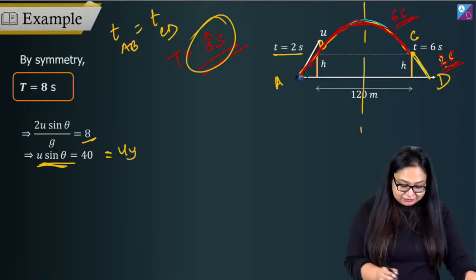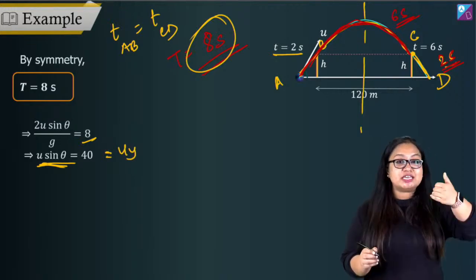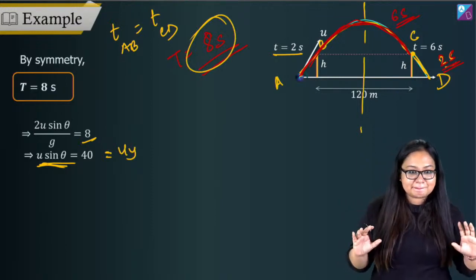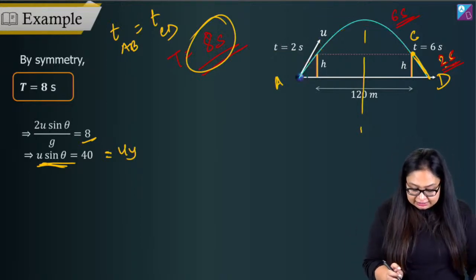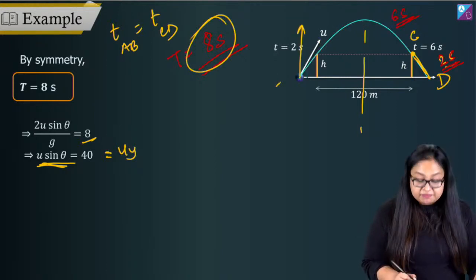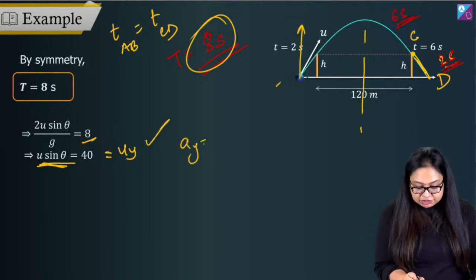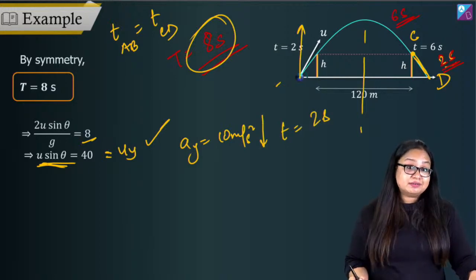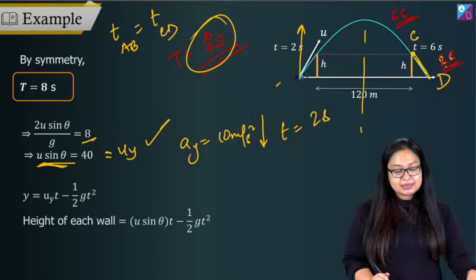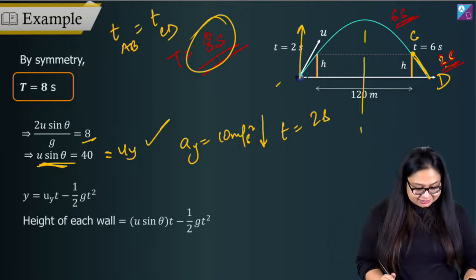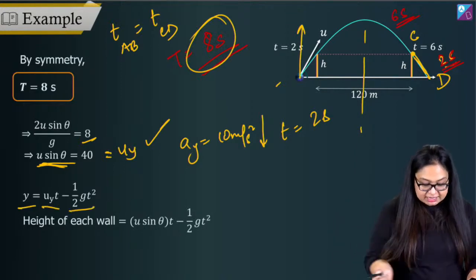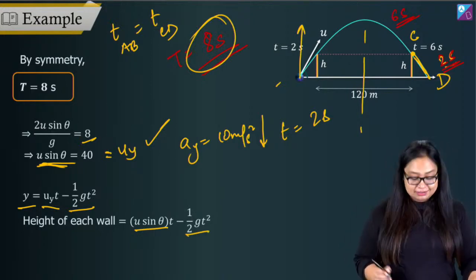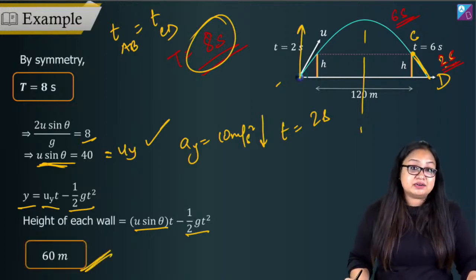And now I have time taken to go till height h. I have the initial velocity with which it was projected in y direction. I have acceleration. I just need to calculate displacement. So in y direction motion, I have Uy, I have Ay, which is 10 meter per second square downwards. I have time taken, which is 2 seconds. I need displacement, S equal to ut plus half at square. I can apply that and find out height of the wall. Height of each wall will be u sin theta into t minus half gt square. We have everything. U sin theta is 40, t is 2 seconds. Substitute, we get 60 meters as the height.